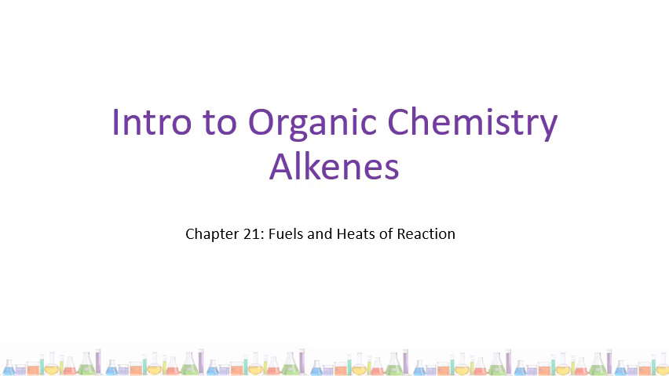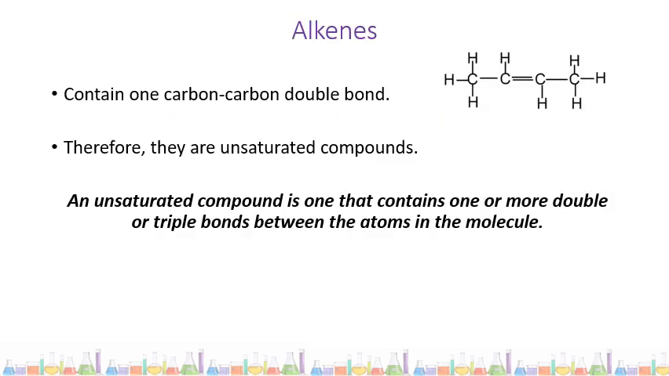So still focusing on organic chemistry, but now we're on to our second homologous series, which is alkenes. Alkenes are still hydrocarbons, but they no longer have all single bonds. They contain one carbon to carbon double bond that you can see here. Therefore, they are unsaturated, meaning that they don't have the maximum number of single bonds that they possibly could have, because they contain one or more double or triple bonds.